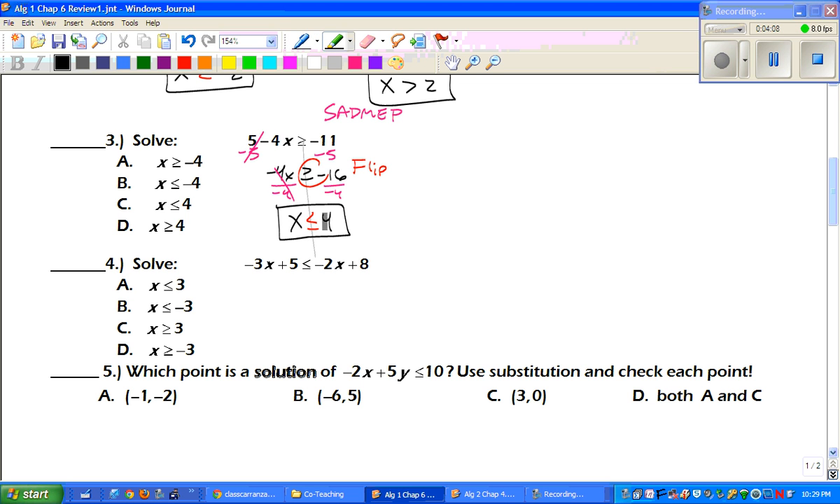Now, right away, my answer is +4, so I'm going to get rid of the 2 negatives. So now, all we have to do is match up which one it is, and it's C.